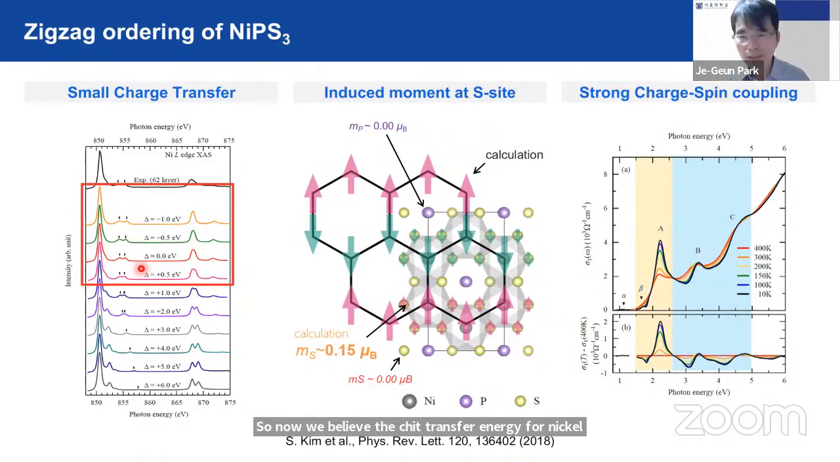But typical nickel oxide, say, has about 5 eV. So there is a huge difference in charge transfer energy. I'll come back to this point in two different ways.